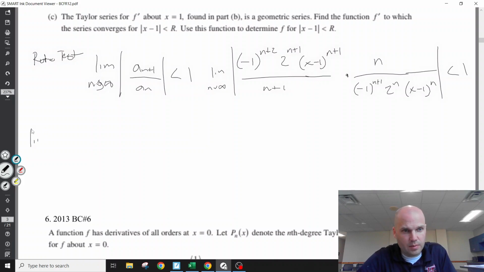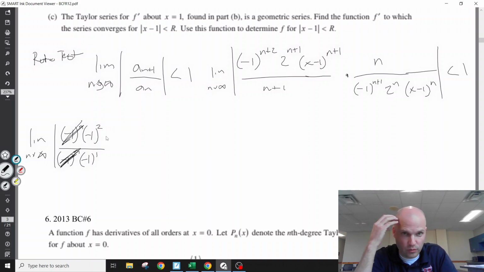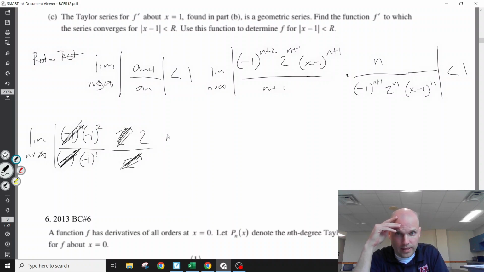Good practice, just keep doing these. That's gone, that's gone. This will go away with the absolute value. Honestly, you don't have to care about any of the negative ones when we do this. Just worry about the 2 to the n's. Gone and gone. We got the n and the n plus 1. If you plug in infinity, this goes to 1. It's important to do that.